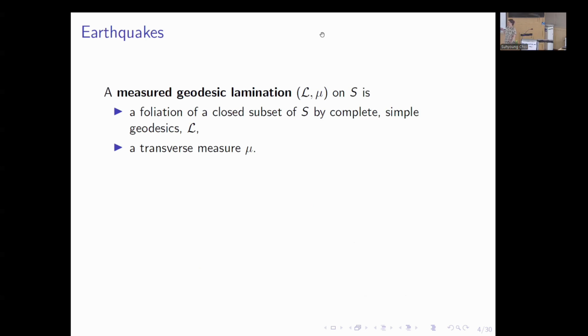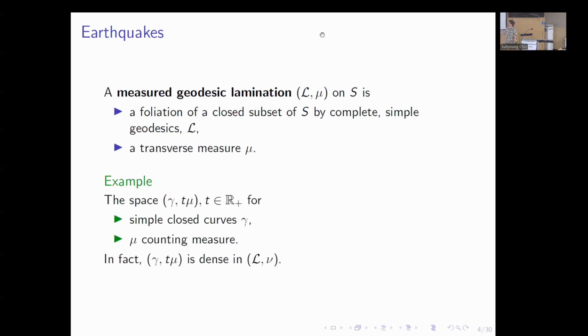Okay, maybe let's understand this by the examples I started with. If we have any simple closed curve gamma, and we take mu to be the counting measure, so we're just looking at the intersection number with this curve gamma, then we can think of this space of measured geodesic laminations defined by the lamination, the simple closed curve, and the measure, any real number t times the counting measure. And so our example beforehand, we just had gamma to be alpha, and we just took the counting measure itself. And in fact, this set of simple closed curves with t times the counting measure is going to be dense in the overall set of measured geodesic laminations.